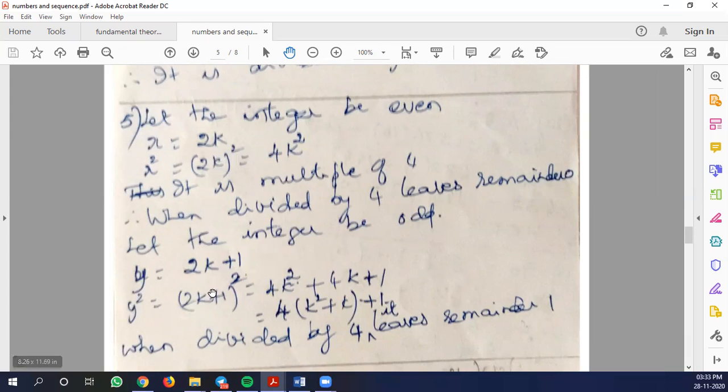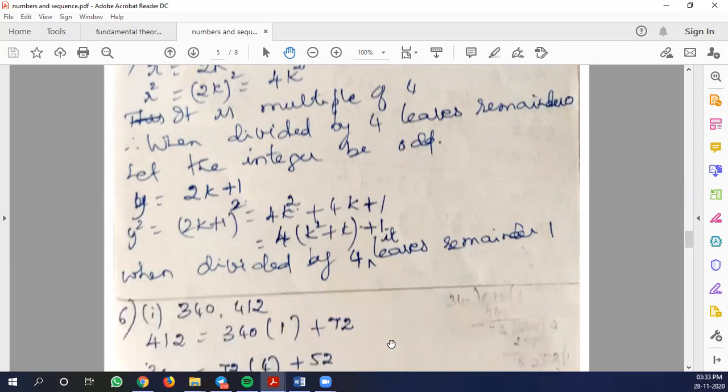Then y square, 2k plus 1 the whole square. Using a plus b the whole square, a square plus 2ab plus b square: 4k square plus 2 into 2k into 1, plus 1. So it is 4k square plus 4k plus 1. I am taking 4 outside, so this is k square plus k, 4 into k square plus k, plus 1. So when divided by 4, it leaves the remainder 1, because this number will be divisible by 4 and you will get the remainder as 1.